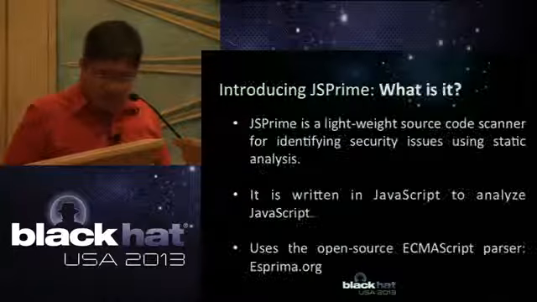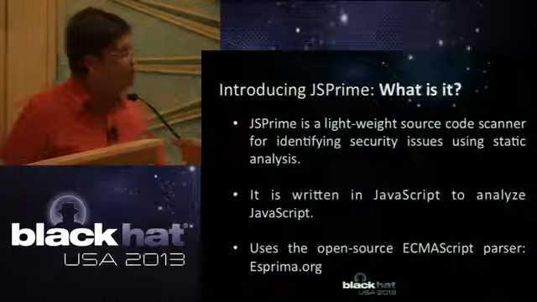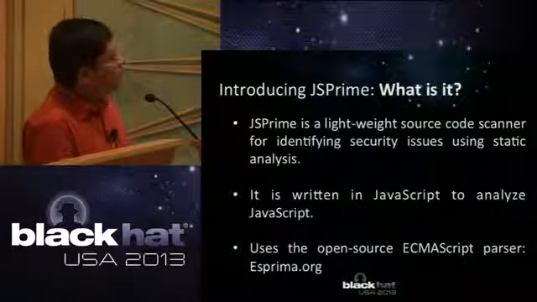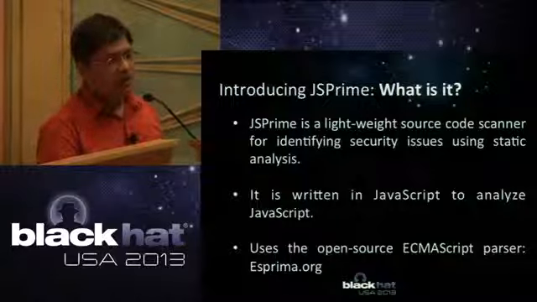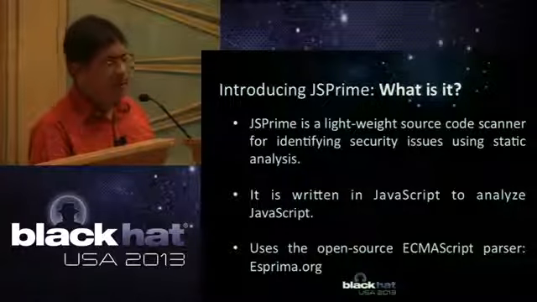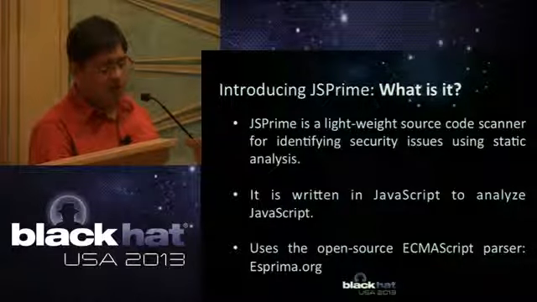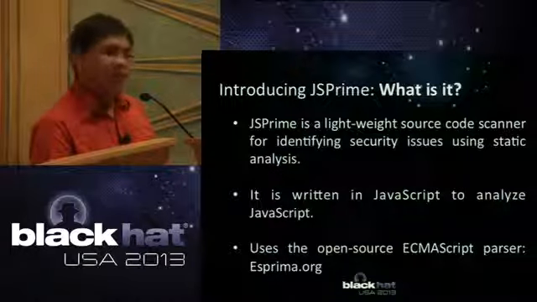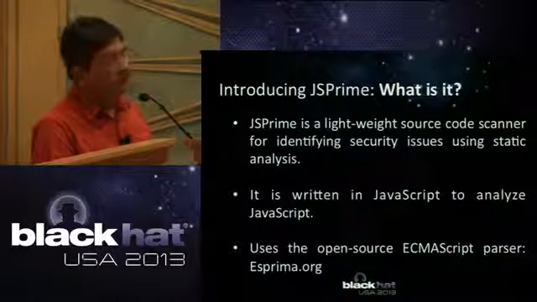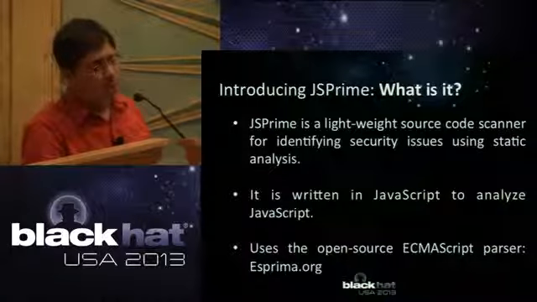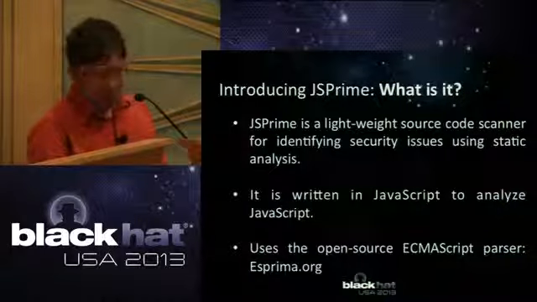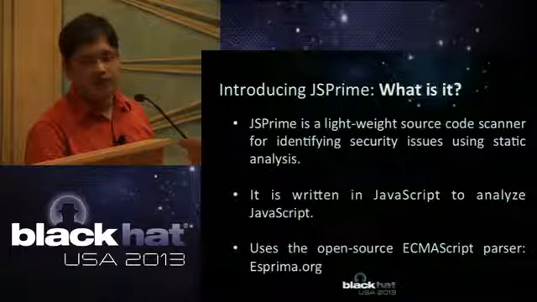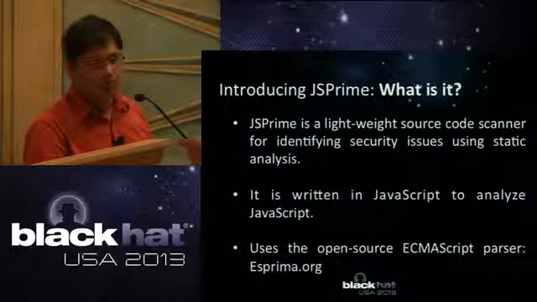So let me introduce JS Prime. What is JS Prime? It's a pretty lightweight source code scanner for identifying security issues using static analysis. It's a tool written in JavaScript to analyze JavaScript, and it uses the open source ECMAScript parser called Esprima.